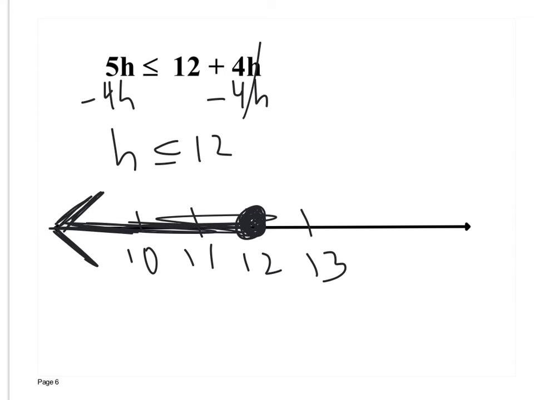Which I should check my answer. So what I do is I plug in a number that is less than 12. Let's go with an easy number. Let's try 0. 5 times 0 is 0. 4 times 0 is 0. Is 0 less than or equal to 12? Yeah, sure it is. It absolutely is. So h must be anything that's less than or equal to 12.